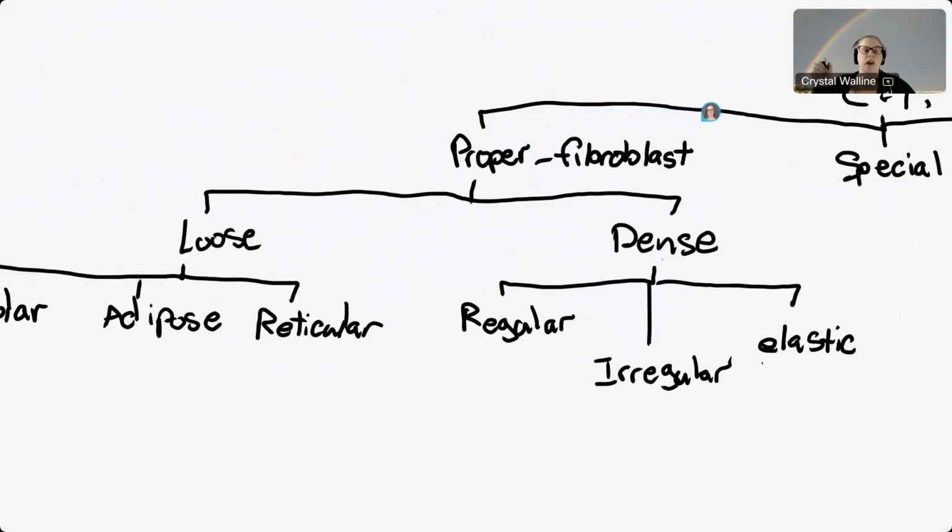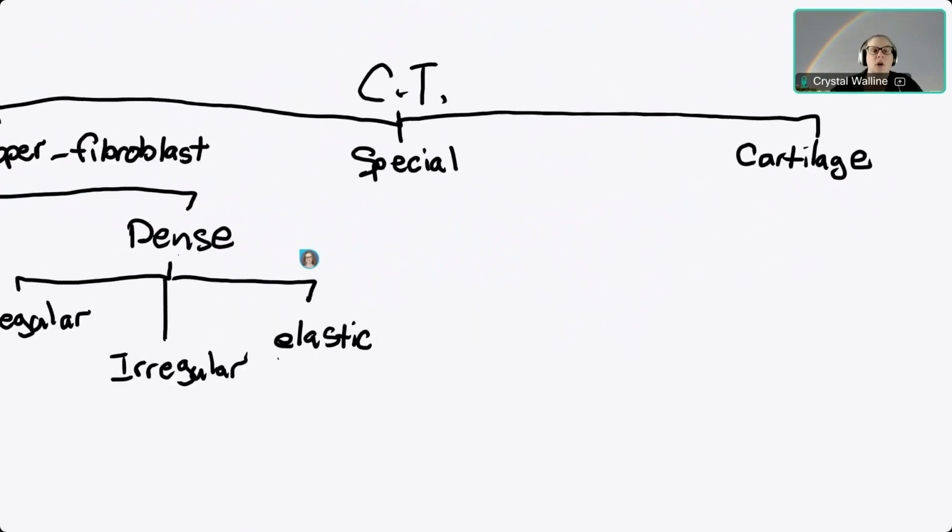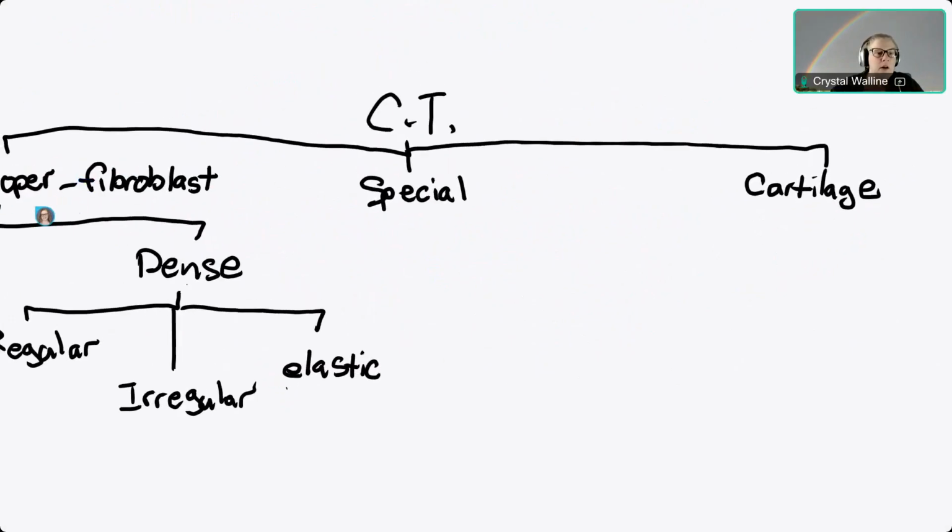Okay, so if you've got fibroblasts in your connective tissue, it's probably a proper connective tissue. Next, we're going to move on to our special category. And there are two subcategories of special connective tissue. Blood is one of them.